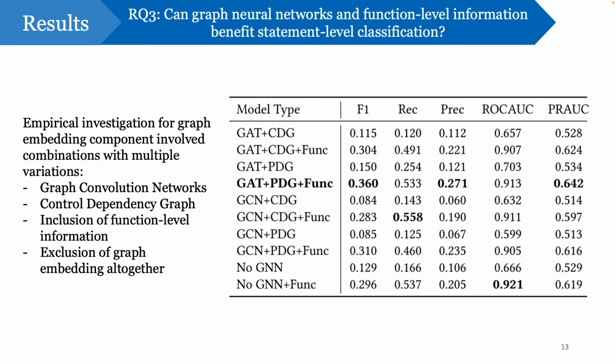The third research question focuses on the graph embedding component of LineVD. We test against graph convolution networks, the use of different program graph representations, and the inclusion of the function-level representation in the end-to-end framework. Based on the F1 score, we find that the best combination is using a graph attention network with a program dependence graph, that is, both the data and control dependencies, as mentioned previously, and inclusion of the function-level representation.